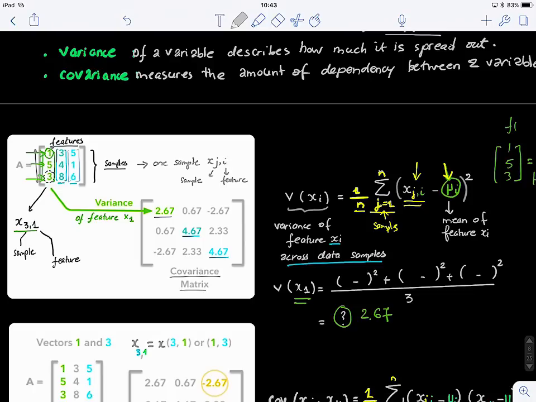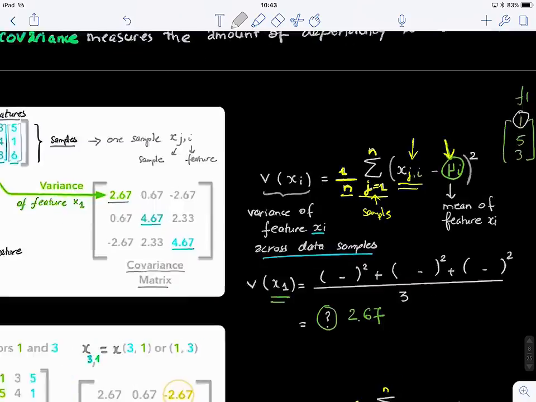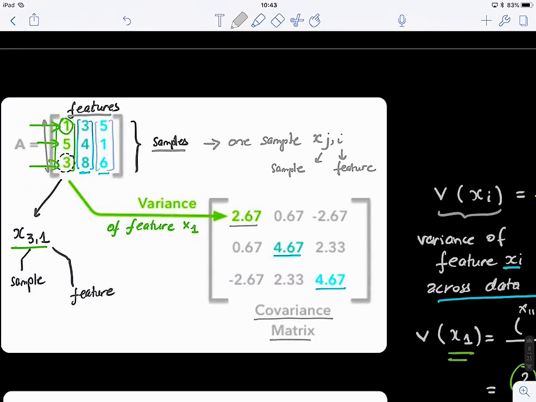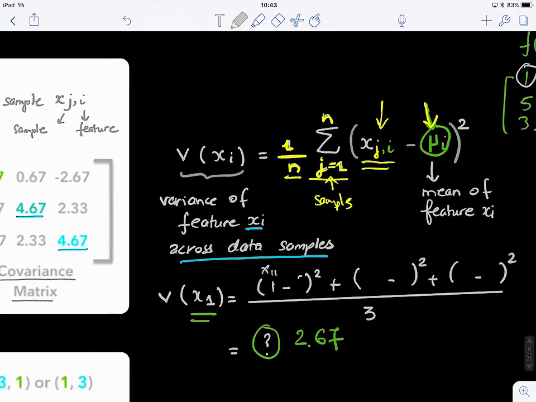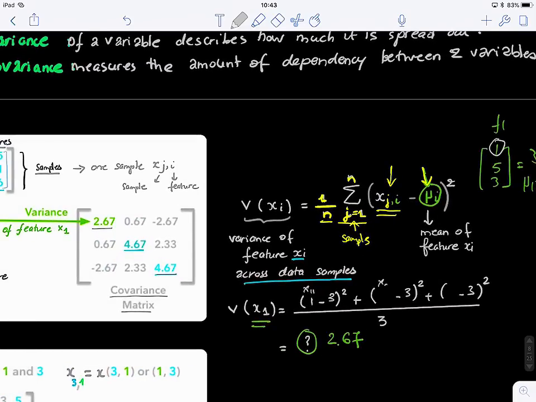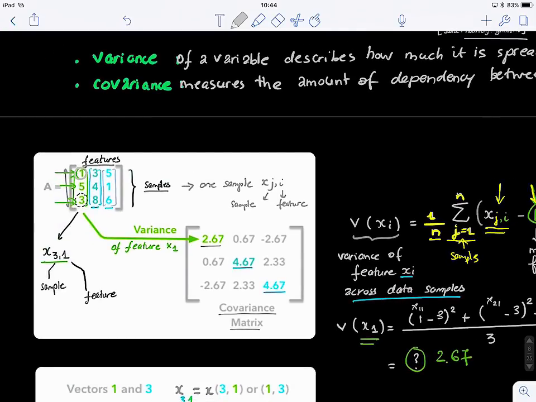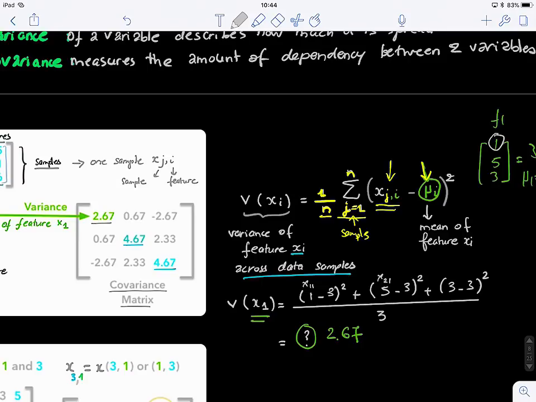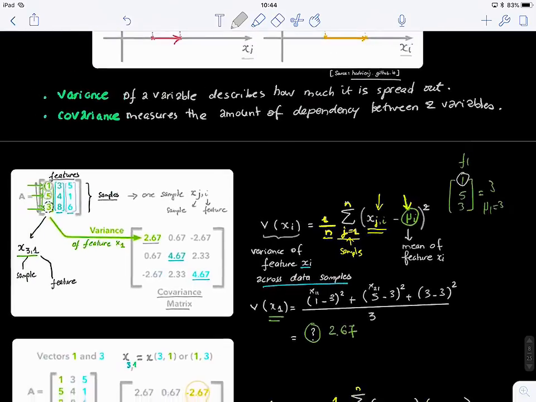Okay, so let's do it together. So the first value that x1 takes is, so we have x11. Okay, so it's our feature x11. x11 is this first element, right? 1 minus the mean, 3. So the mean is a constant, so it's going to be 3 everywhere, right? Okay, and don't forget the square. And the second one, what is x? We have x21. Second row, first column, it's 5. And then the last one is 3. Okay? Very good. Quite simple.